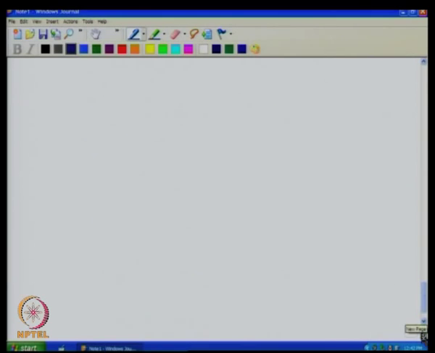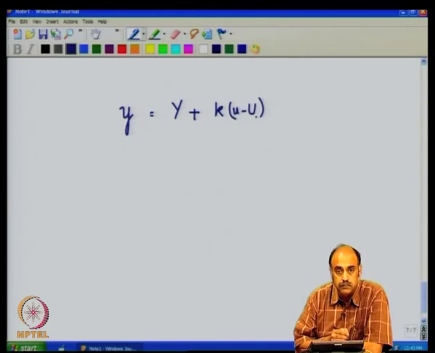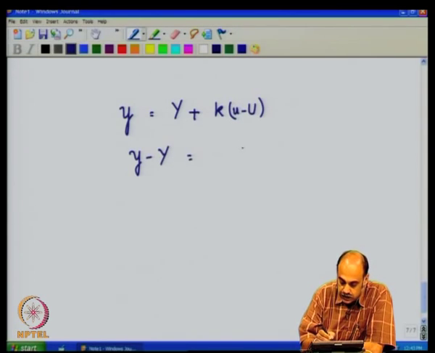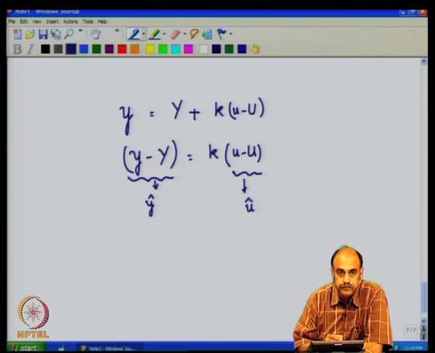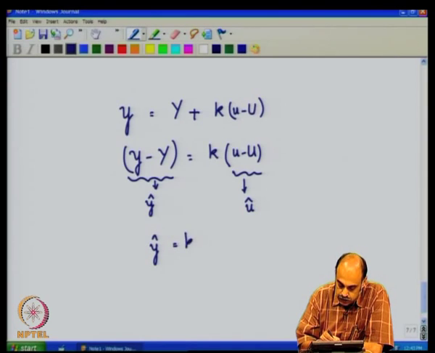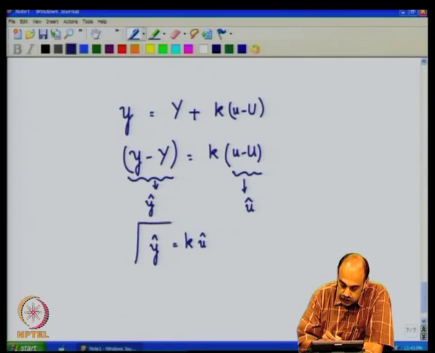So, this becomes y minus the y steady state value is k times u minus U. Now this is the small signal deviation in the output, this is the small signal deviation in the input. So, the small signal deviation in the output, we will give it as a symbol y hat, and the small signal deviation in input, we will give it as a symbol u hat. So, we say y hat is equal to some constant times u hat, and this is a linear equation.